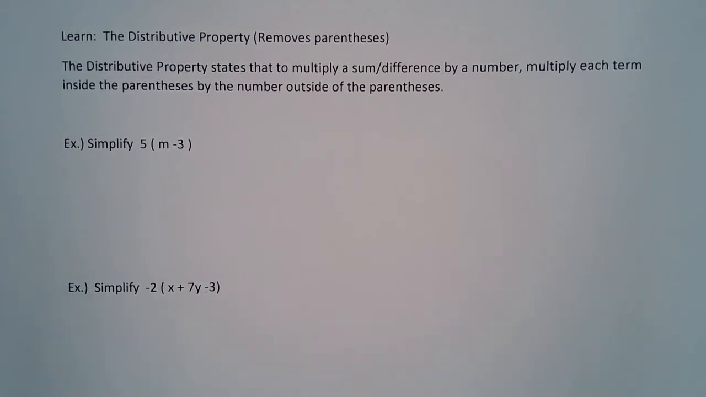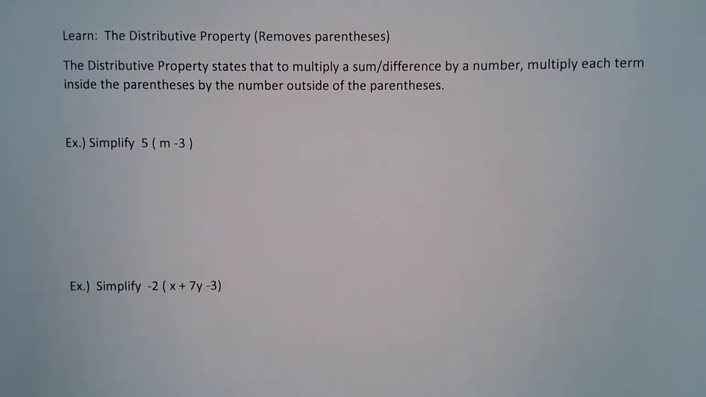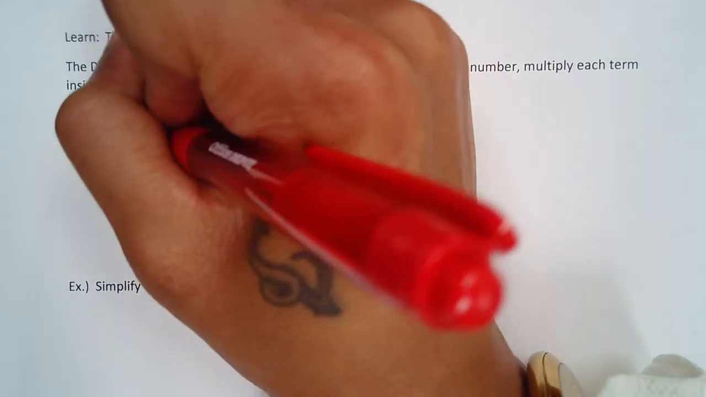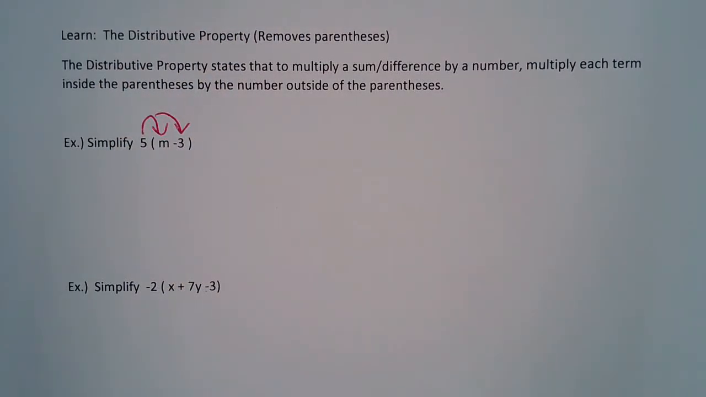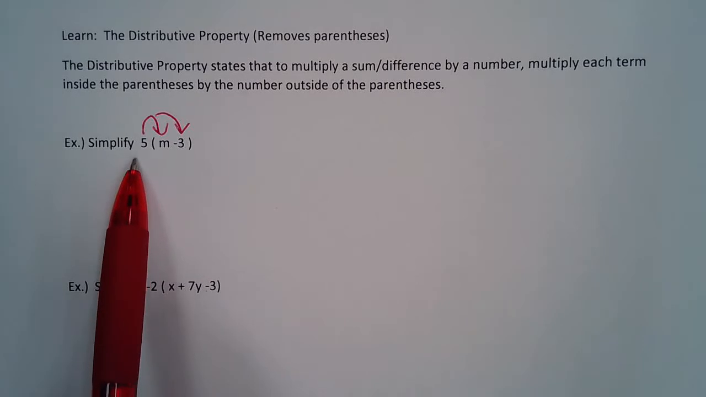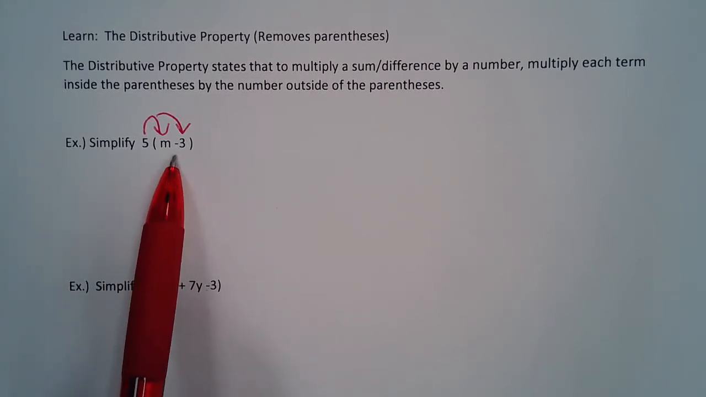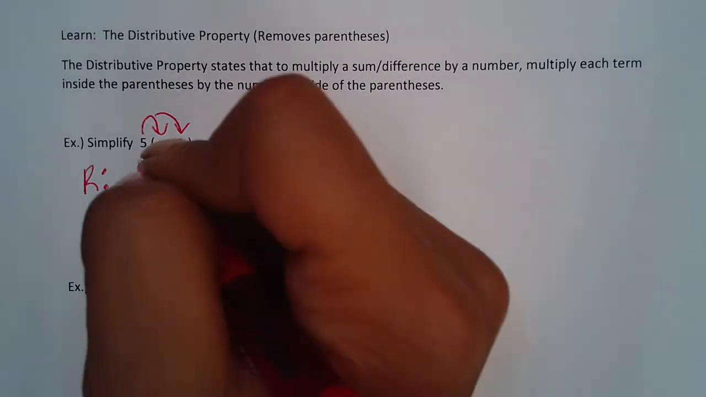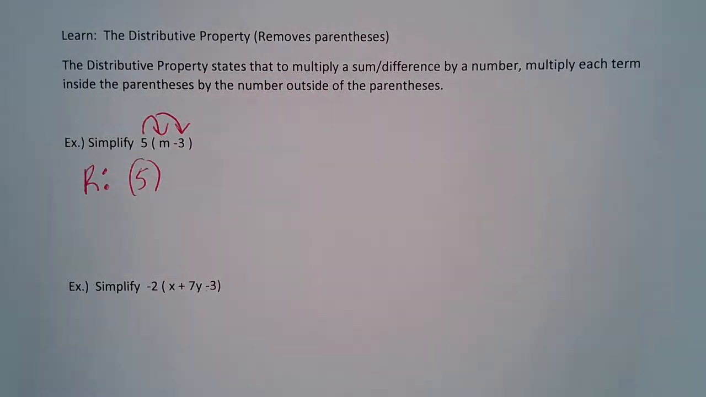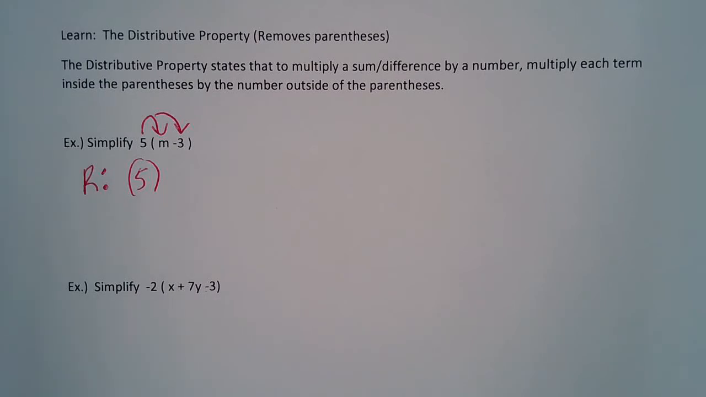All right, so let's start with this first example because it's the simpler of the two. I always draw arrows from the number on the outside to the numbers on the inside, just as a reminder that I have to multiply that number by every term that's inside these parentheses. So when I rewrite my problem, and I always encourage my students to rewrite their problem and not try to do this in their head, especially once you start including negative numbers and subtractions, it can get too complicated to do in your head. So you want to rewrite the problem.